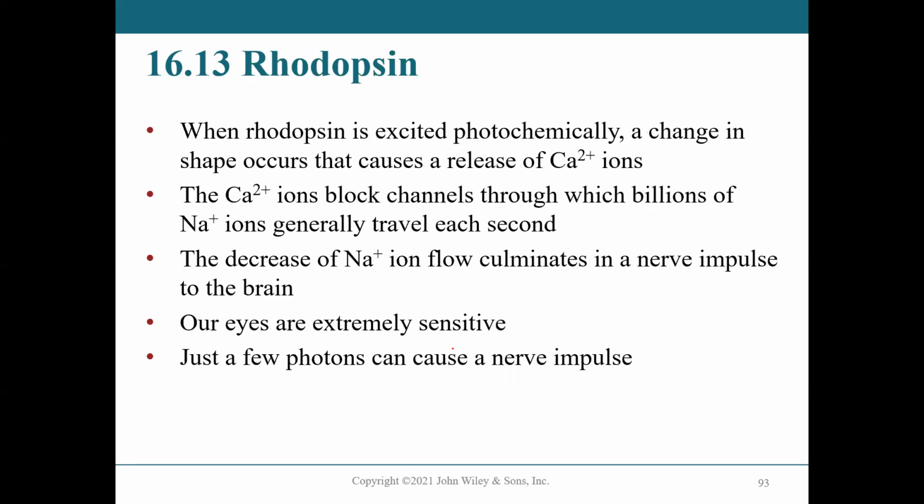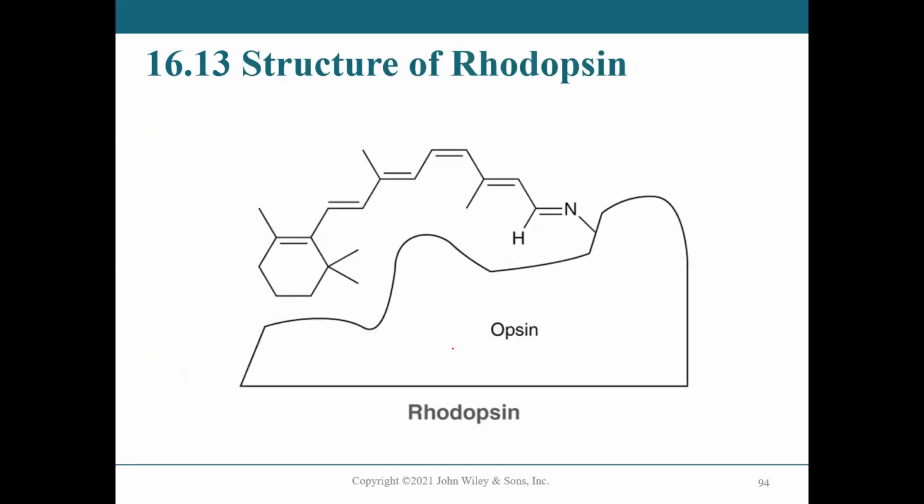When rhodopsin is excited photochemically, a change in shape occurs that causes a release of calcium 2+ ions. The calcium 2+ ions block channels through which billions of sodium ions generally travel. Just to note that our eyes are extremely sensitive. We have this right here.